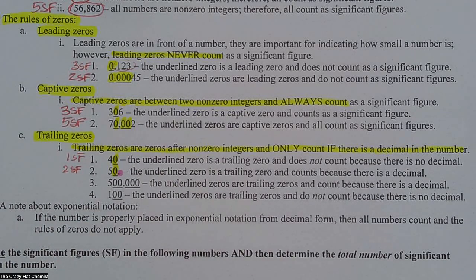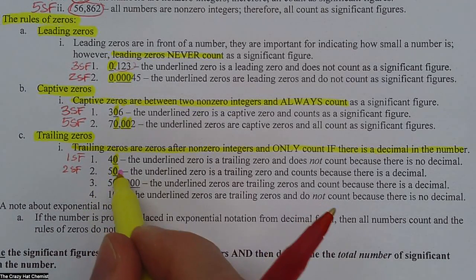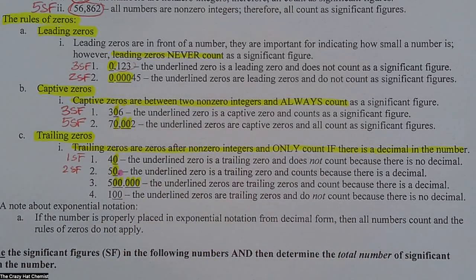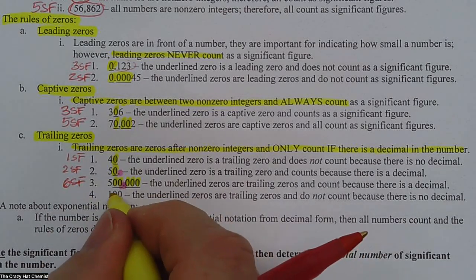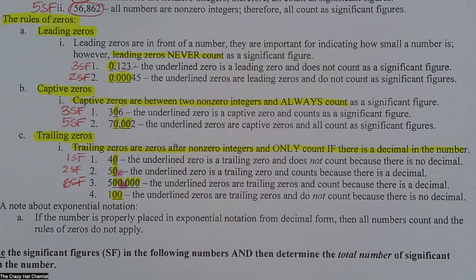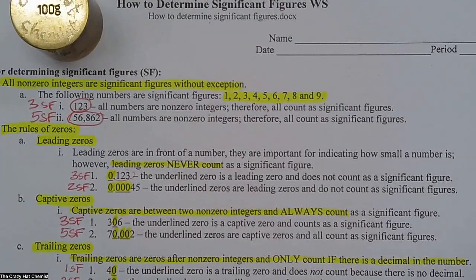All right. Then we have some more trailing zeros. There's another trailing zero, trailing zero, trailing zero, trailing zero, trailing zero. All those zeros are trailing a non-zero integer, which happens to be a 5. Does this number have a decimal in it? Yes, it does. I'm highlighting it in pink. These 3, as well as these 2, a total of 5 trailing zeros count, as well as that 5. So that's 6 significant figures. All right, the next number, this is 100. This 100 has no decimal in it, so only the 1 counts as a significant figure and not the trailing zeros.